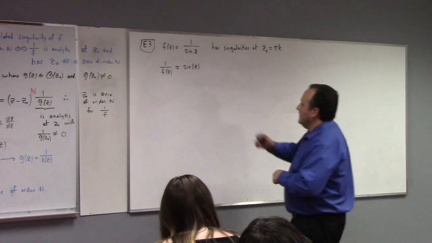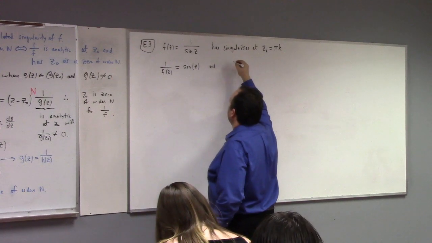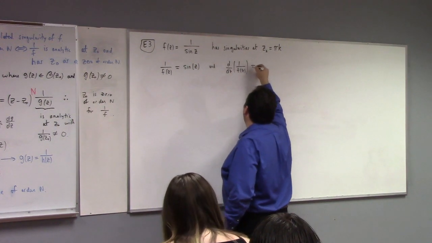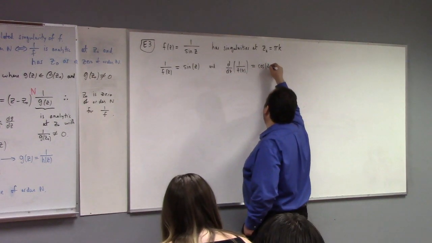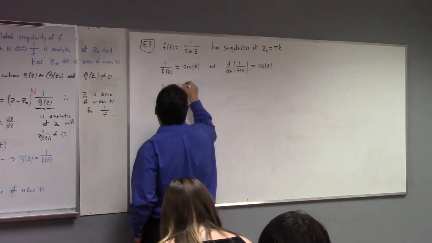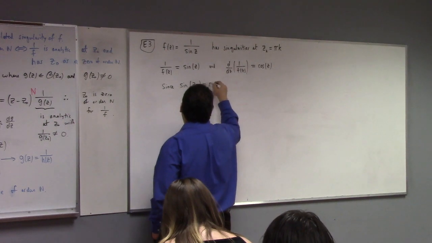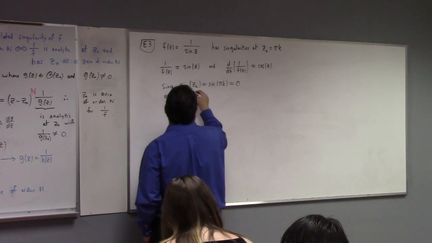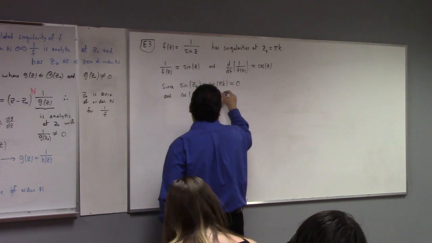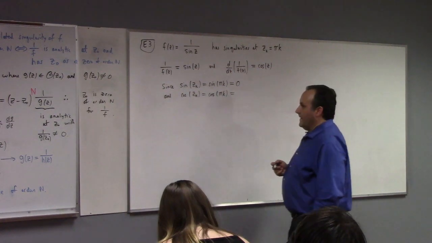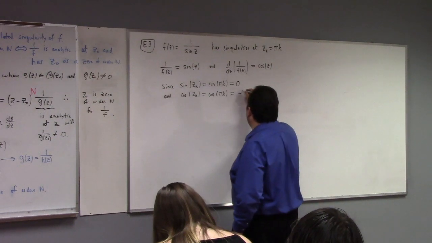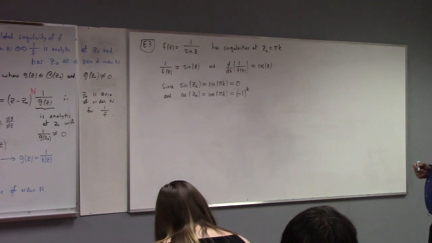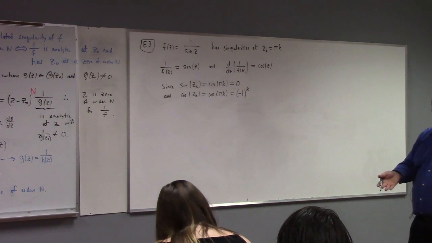One, right? And notice that d/dz of 1 over f of z is actually equal to what? Cosine z, right? So since sine of zk is sine of pi k, which is 0. And cosine of zk is cosine pi k, which is what? Minus 1 to the k is all you want. Think about k equal to 0 is 1, right? k equals 2 is 1, but close. So that's that. Of course, this is not equal to 0, right?